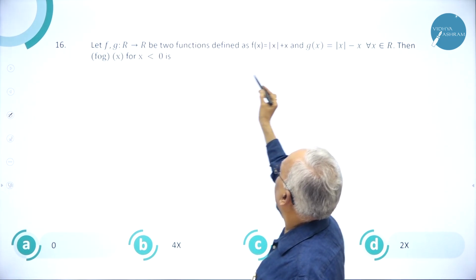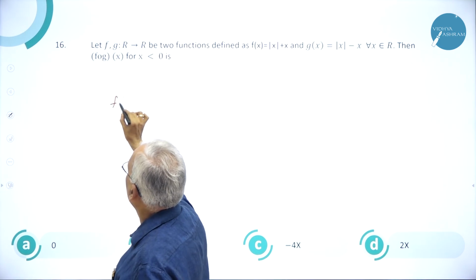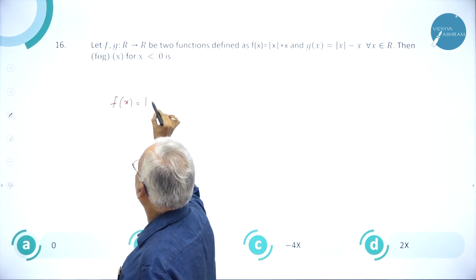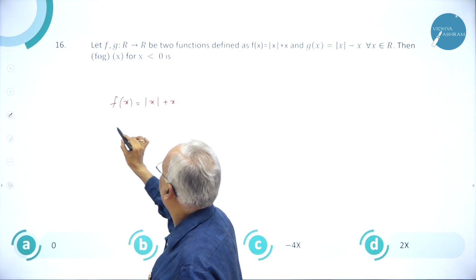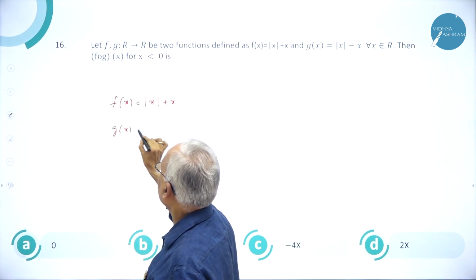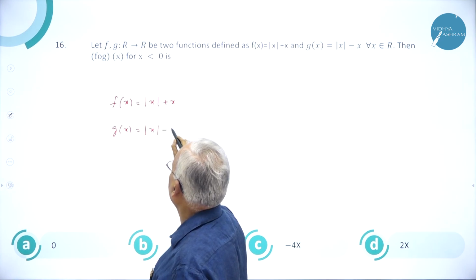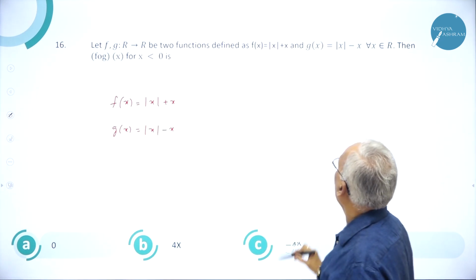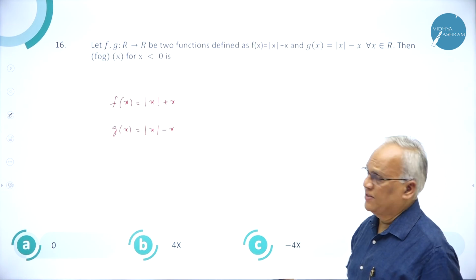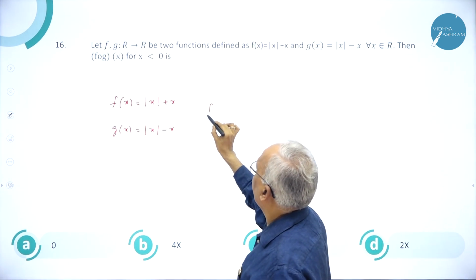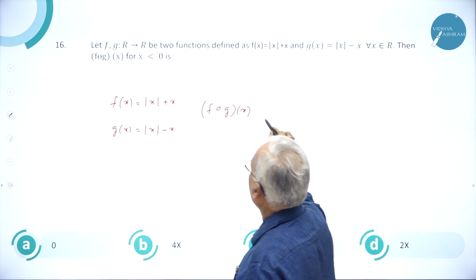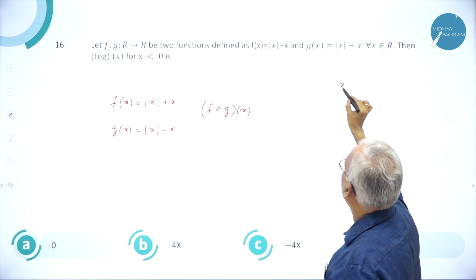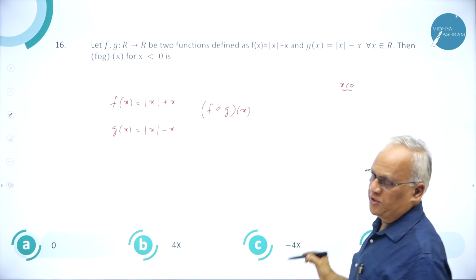f of x is given by mod x plus x, and g of x is given by mod x minus x, for all real numbers. Now you want f composition g of x, where x is negative. Please understand, x negative. This is very crucial.